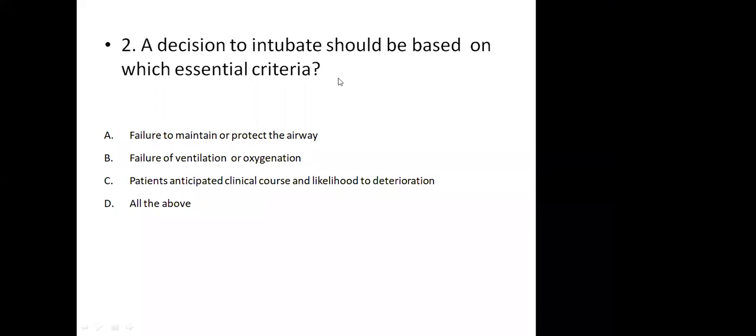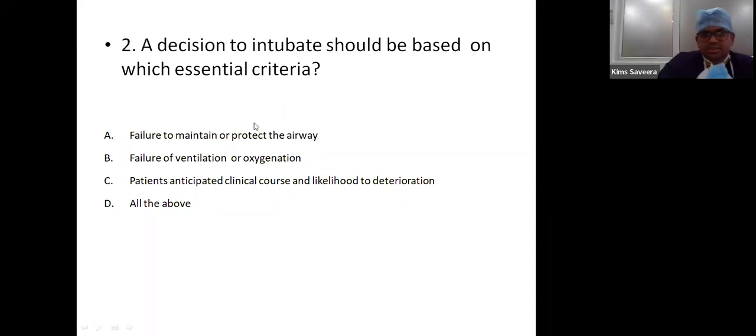I think everybody has got it. The answer is all the above. Whenever the airway is not protected on his own, we should intubate. Whenever we are not able to ventilate or oxygenate, we should intubate. If the patient is in severe hypotension, where pH is less than 7.3, and we are expecting the patient might collapse in the next half an hour or one hour, then also we should intubate. All these criteria apply.